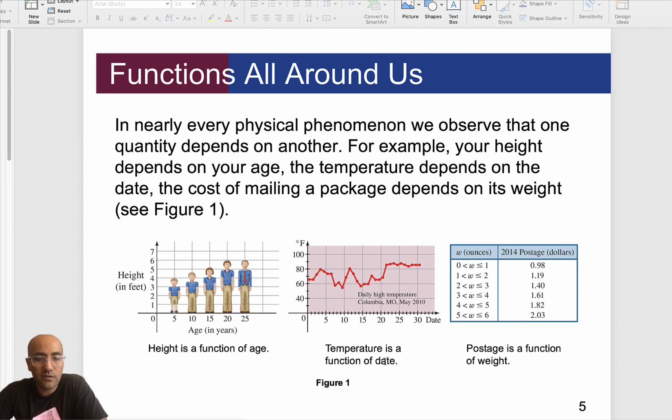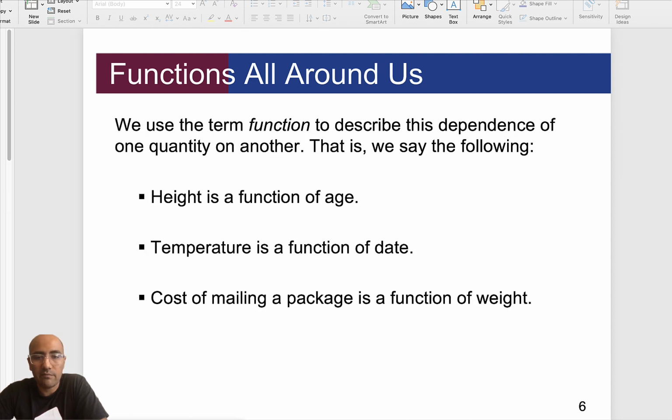Temperature is a function of the date. Height is a function of age. So just different examples of where functions can be used. Okay, so that's just what we just said.